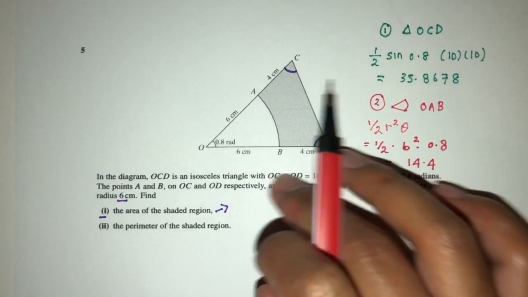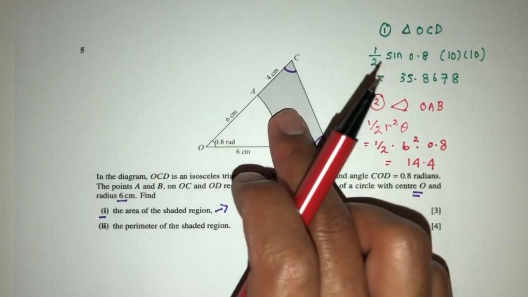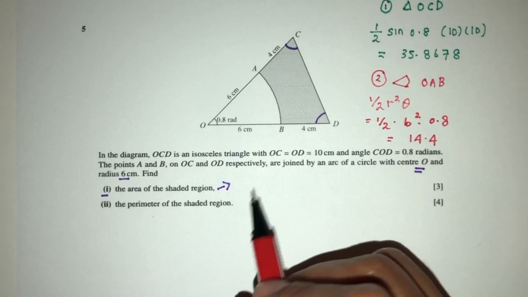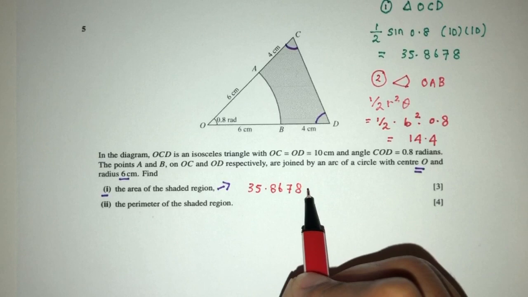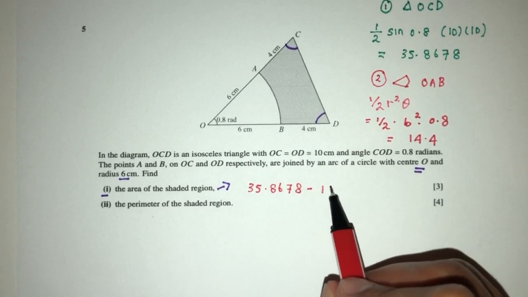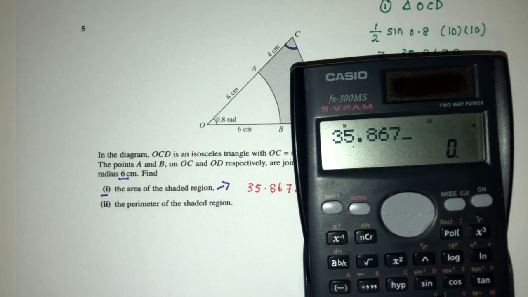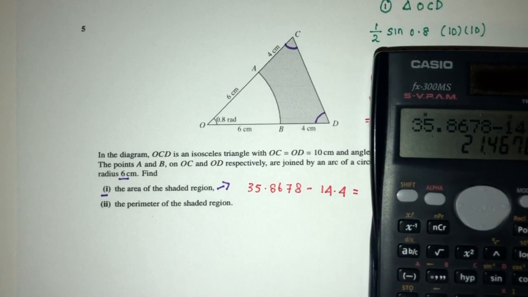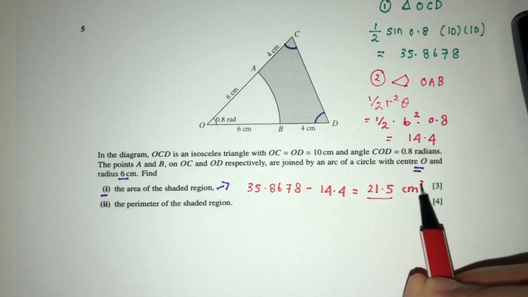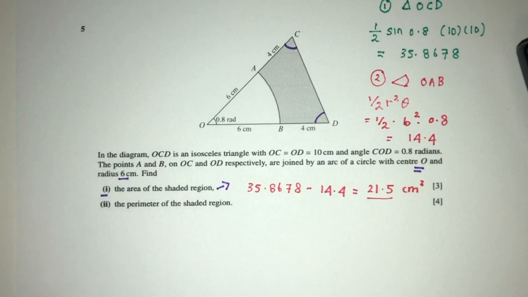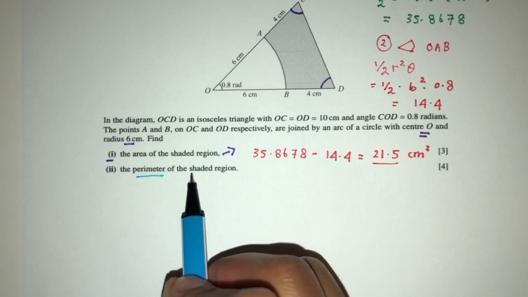So we have the whole thing, we have this. To get this, we take everything, we minus this to get this, if that makes sense, right? I hope so. So number 1 will be 35.8678 minus this one that we don't want, to get the one that we want. So 35.8678 minus 14.4, that should be 21.5, and that will be centimeters squared. Now let's move on to the next part. So here we have to find the perimeter of the shaded region.